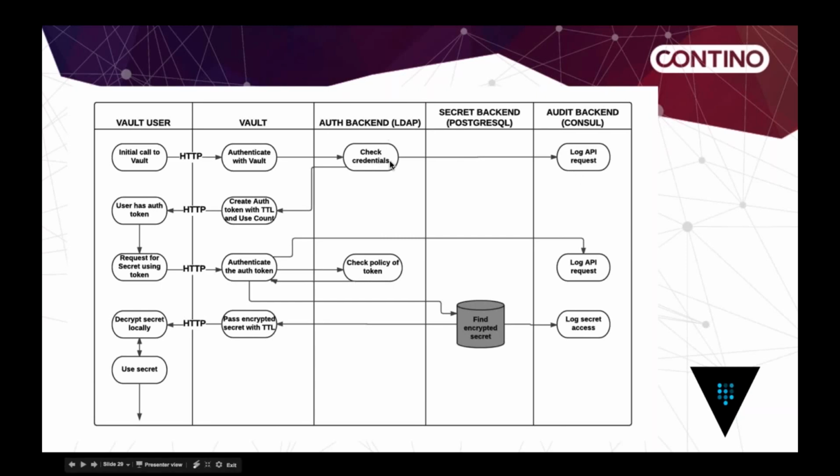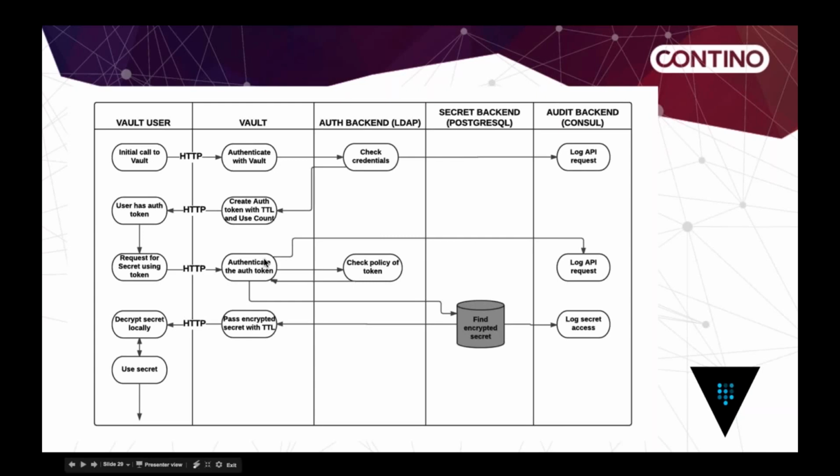If the credentials check out, Vault will create an auth token with a time to live and a use count. That means this token can only be used over a certain period of time, and only a certain number of times. The Vault user then has this token, and they can make a request for a secret. So they would say, I would like access to this secret, please.